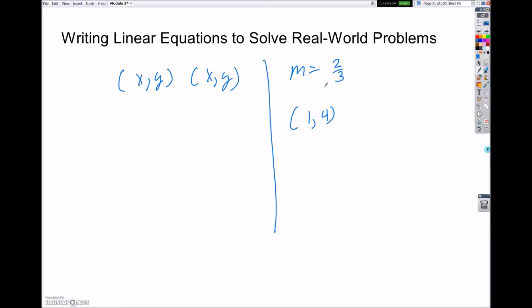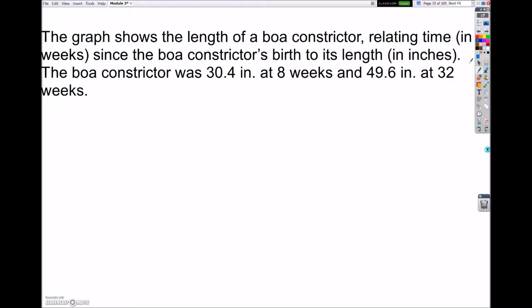But now we're going to focus on real-world problems given just context, and we're going to need to be able to find either two points or a slope and a point. So let's check this out. The graph shows the length of a boa constrictor, that's a big snake, relating time in weeks, and since the boa constrictor's birth, it has a length in inches. The boa constrictor was 30.4 inches at 8 weeks and 49.6 inches at 32 weeks.